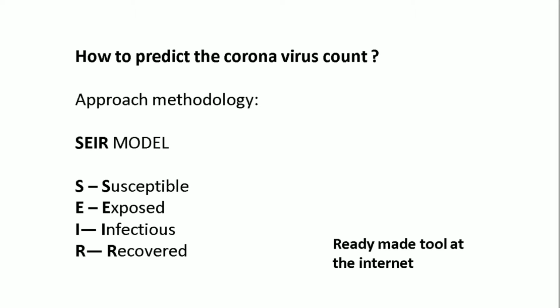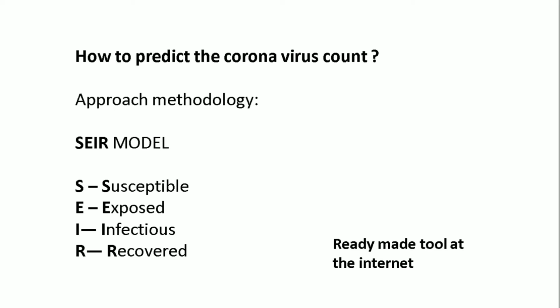Now to predict the coronavirus, we have applied some methodology. The methodology is the SEIR model. S stands for susceptible, E stands for exposed, I stands for infectious, and R stands for recovered, right?